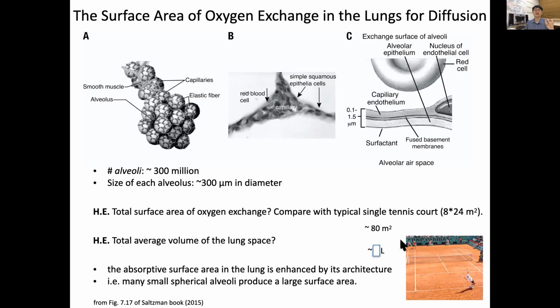And what's the total volume of the lung space? You remember in respiratory physiology, the average volume of the lung is about 4 liters. So think about this: half of a single tennis court, a huge space, you folded it into 4 liters in our lung. So every time we breathe, we are actually using a surface area of half of this tennis court.